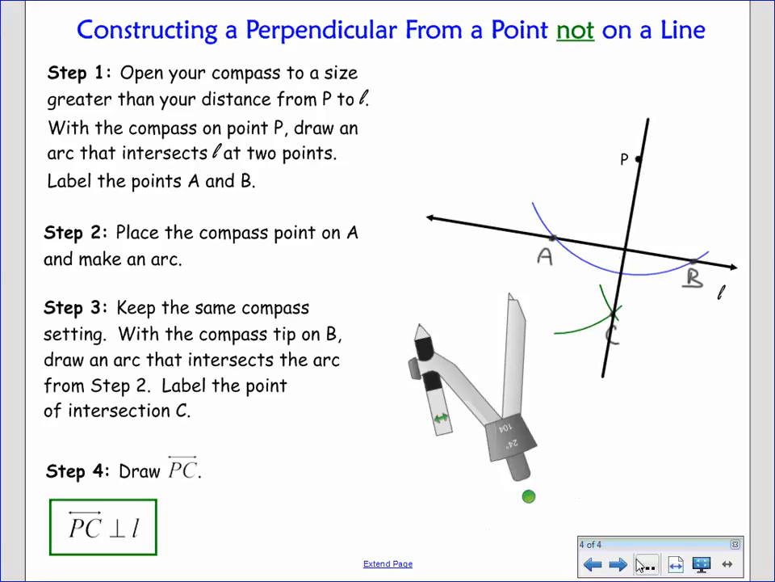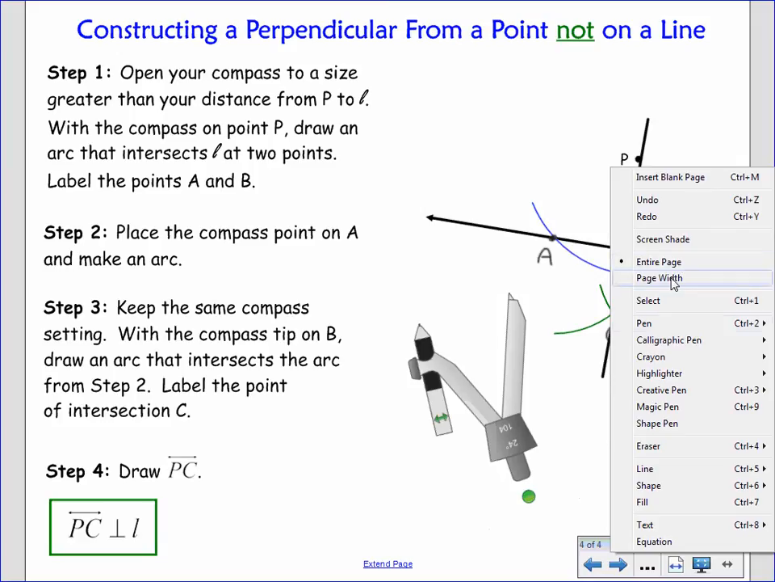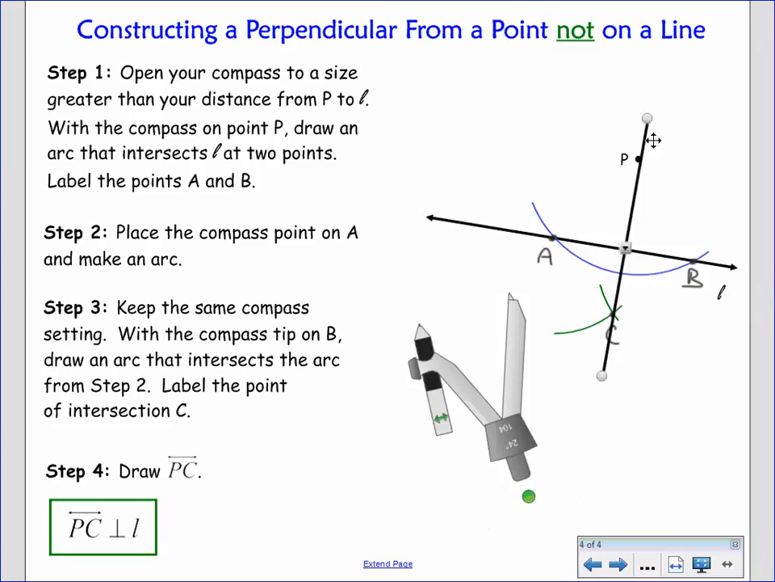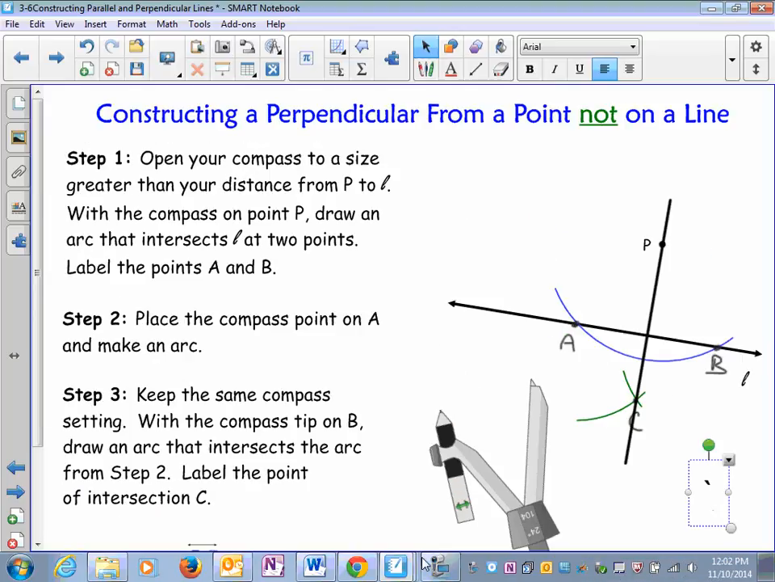Alright, let's hope I did a better job this time. Let me just adjust it a bit. Alright, looks pretty good, so I should have some perpendicular lines now. And that is where we are stopping for today.